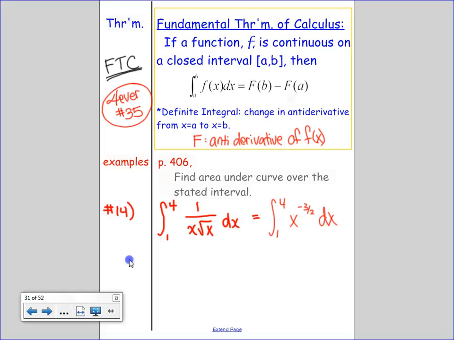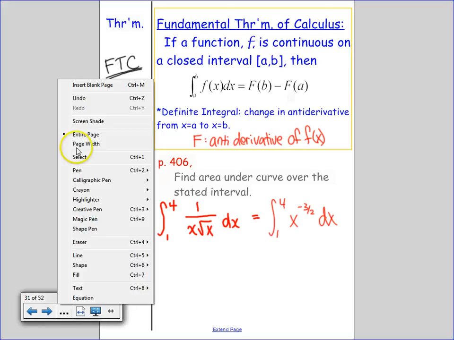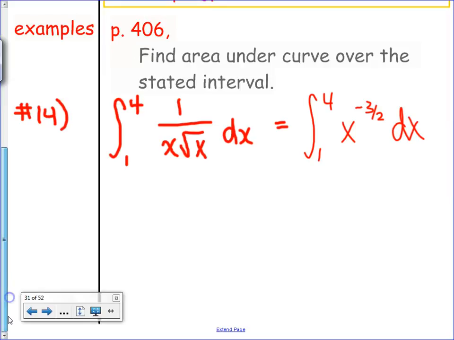But I still have to find my antiderivative. So how do I find my antiderivative? Well, it's a power rule. I'm going to zoom in. I'm going to show you a technique because I don't want a lot of you guys skipping steps, because when you skip steps, accidents happen, right? At least they're more likely.